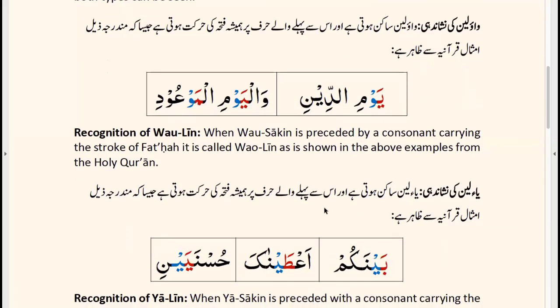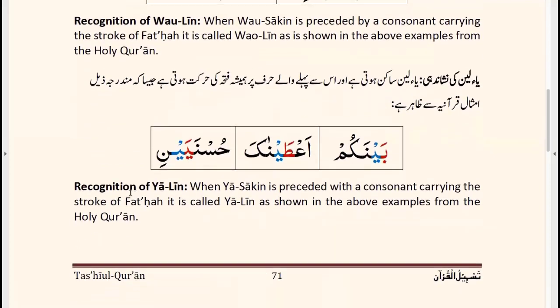Okay. Now let's see what yaleen is. When ya sakin is preceded with a consonant carrying the stroke of fatha, so here ya carrying a sukun sign, meaning this is ya sakin. Okay. Before that, there is ba with the fatha. Yes, so it is yaleen. Okay, so we have recognized yaleen because ya carrying sukun and a letter before that carrying fatha. It is called yaleen, shown in the example above from the Holy Quran.